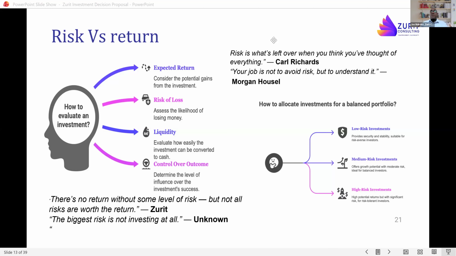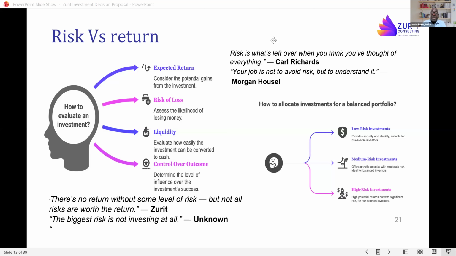So as an individual, even as you're getting into an investment, ask yourself these 4 questions. What is my expected return? What is the risk of losing this money? How easy is it for me to liquidate the investment? And who has control over the outcome? Remember, your job as an investor is not to avoid the risk, but for you to understand it.